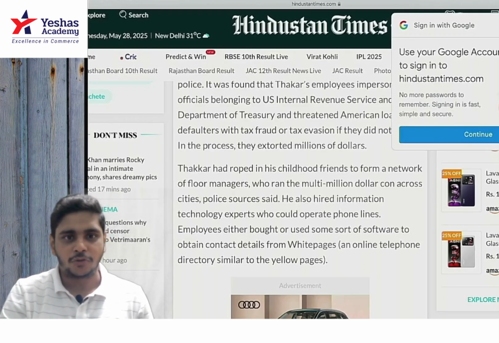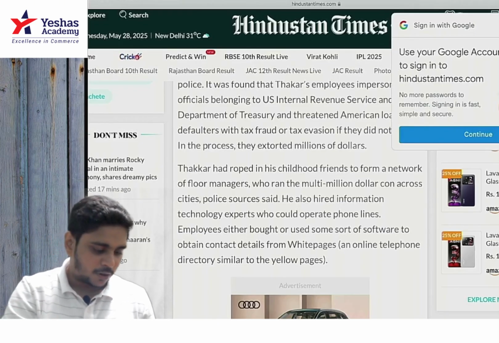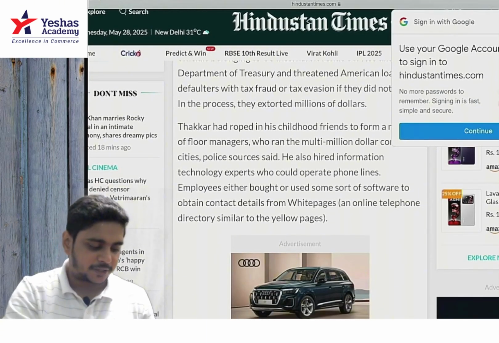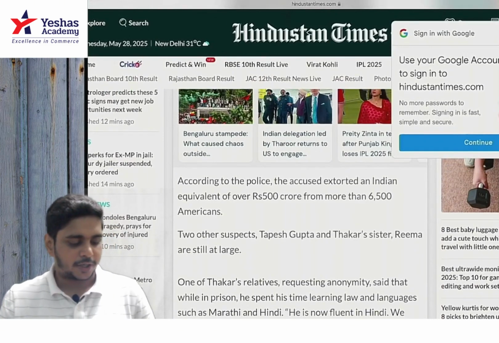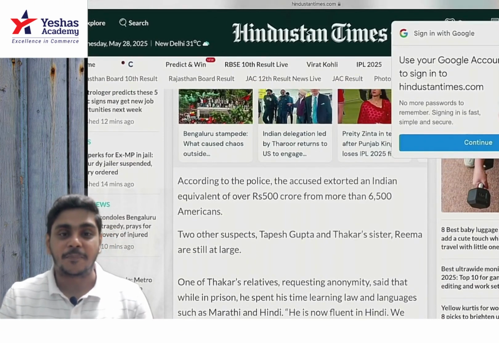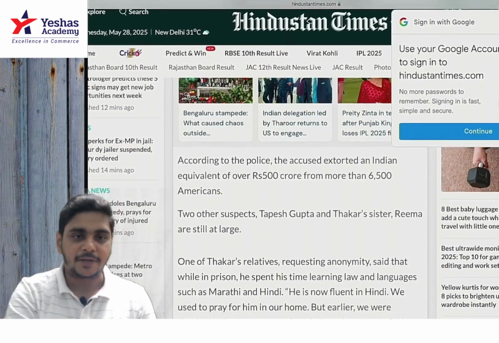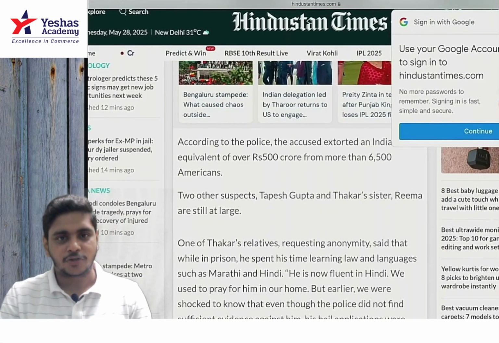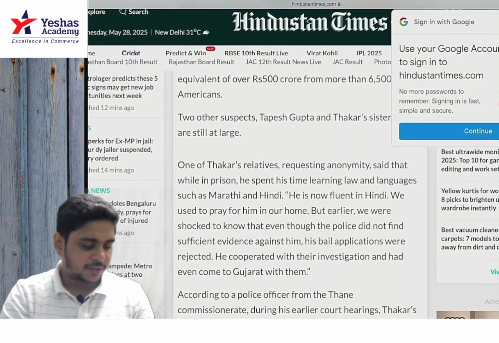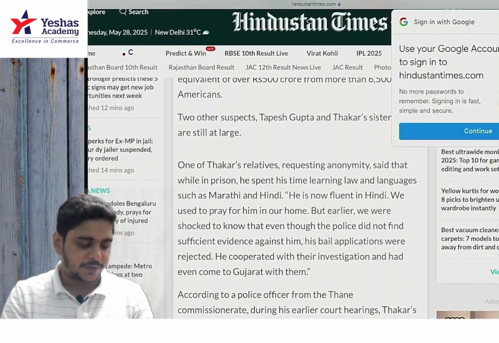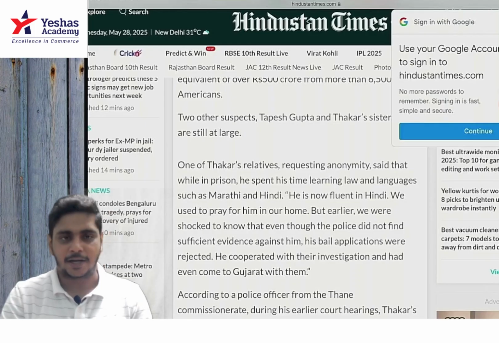Employees either bought or used some sort of software to obtain contact details from white pages and online telephone directories similar to yellow pages. According to the police, the accused extorted an Indian equivalent of over 500 crore rupees from 6,500 Americans. Two other suspects, Tapesh Gupta and Thakkar's sister Reema, are still at large. They were absconding. One of the Thakkar relatives, requesting anonymity, said that while in prison, he spent his time learning law and languages such as Marathi and Hindi.